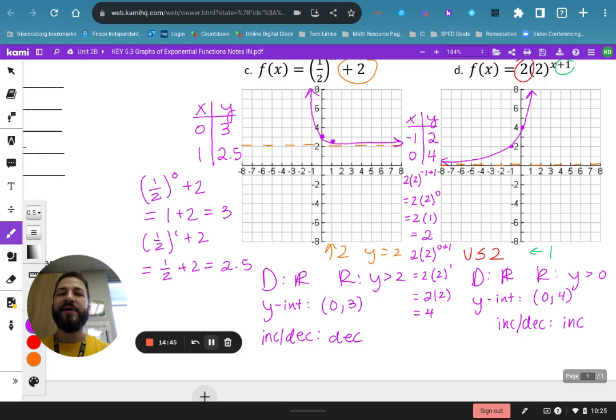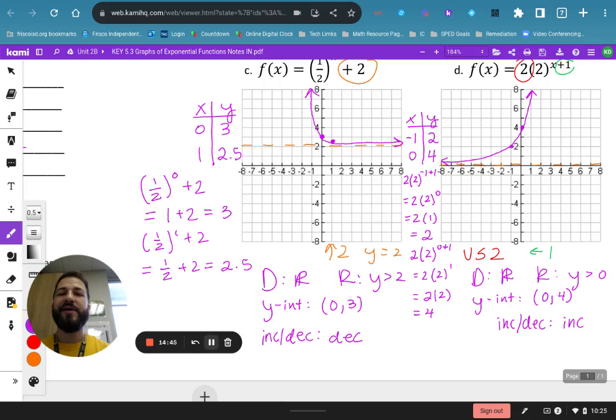But we can see that the shift up of 2 is reflected in the asymptote at y is equal to 2. Our domain is still all real numbers. Our range is now y is greater than 2 because of that shift up by 2. Our y-intercept is (0, 3). We can see that by plugging in 0 for x. And then increasing or decreasing, like we said, this one is exponential decay, so it's definitely decreasing as we go left to right. Last but not least, y'all, let's talk about D.